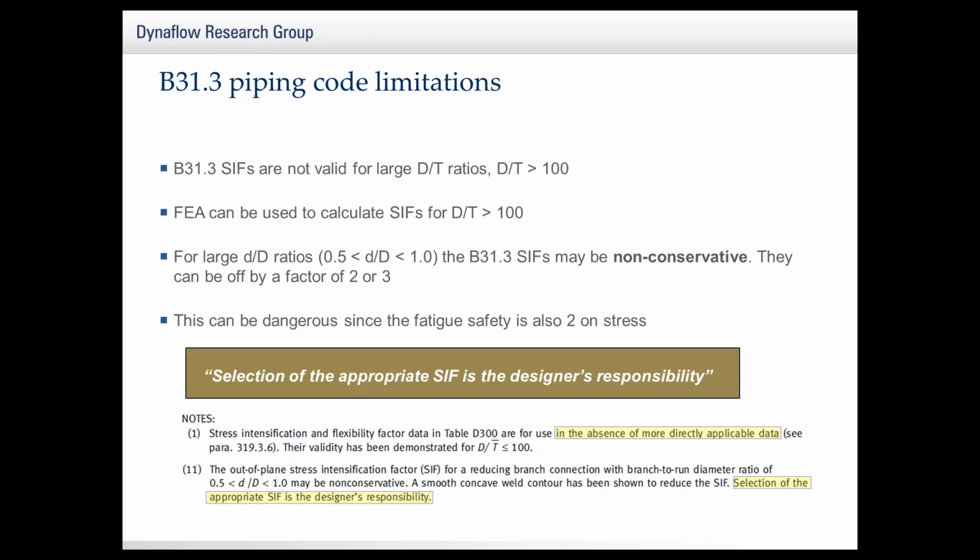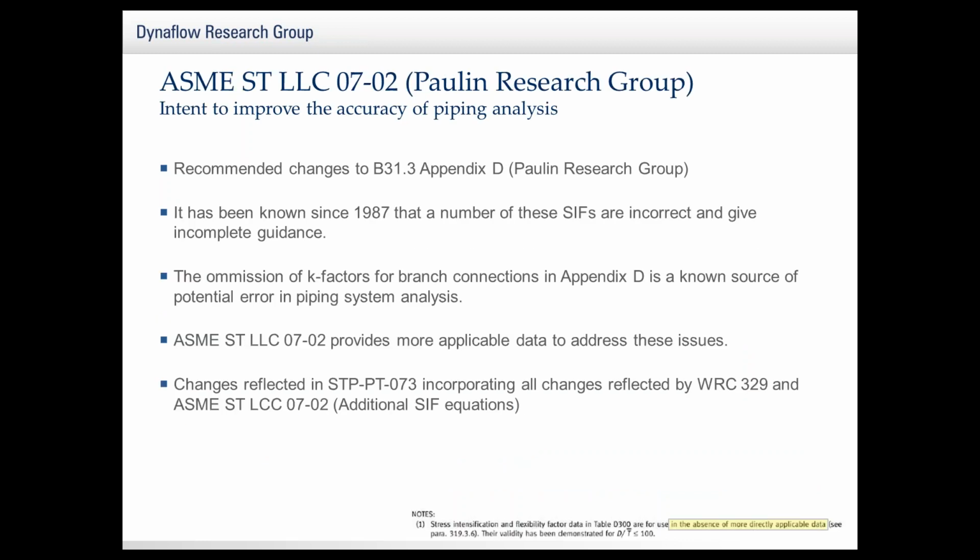And as indicated in the B31.3 Appendix D, the selection of the correct or appropriate SIF is the designer's responsibility. So it's your responsibility to make sure that you are using the correct SIFs and flexibilities. It's also indicated that the stress intensification factors and flexibility data in Appendix D should only be used in the absence of more directly applicable data. And well, this more directly applicable data may be the finite element analysis.